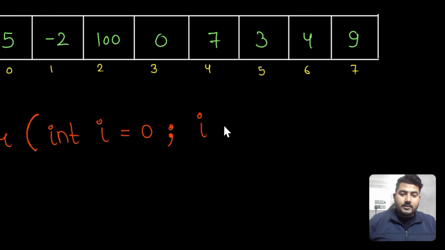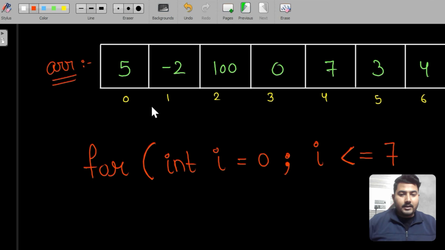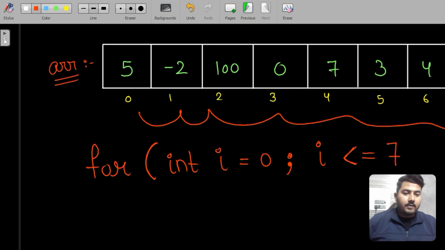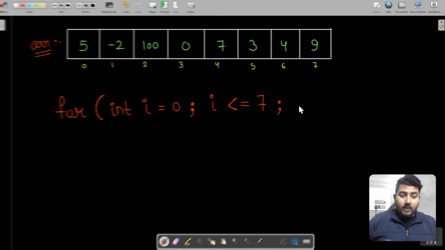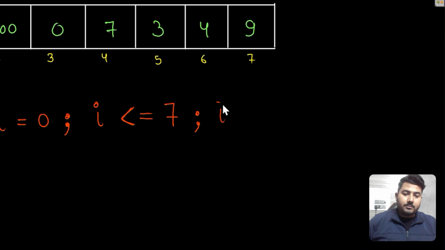So what I will do is I will simply say keep on running the loop until your value i is less than or equal to 7. That means until it reaches the value 7. The third part would obviously be the update, which is getting changed by +1 every time. So I will simply say i++ right here.